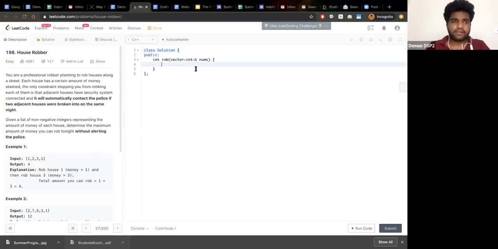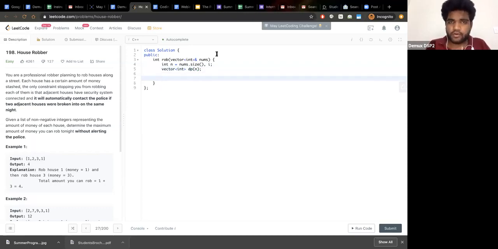From here I have determined that I need to populate the DP array. It's a 1D array, right? And what is the size of that? The size is the same as the size of the original array. So let me declare a DP array of n. You could declare it of n plus 1 also, which is fine.